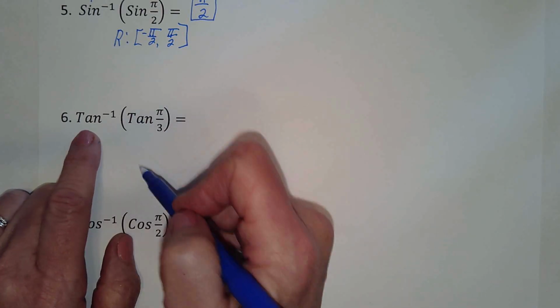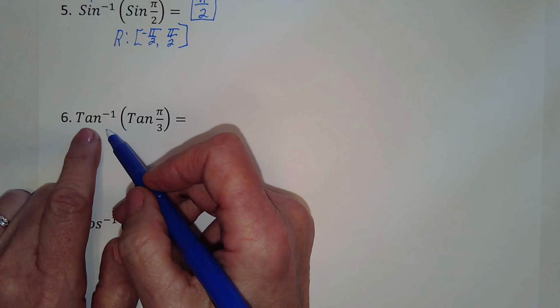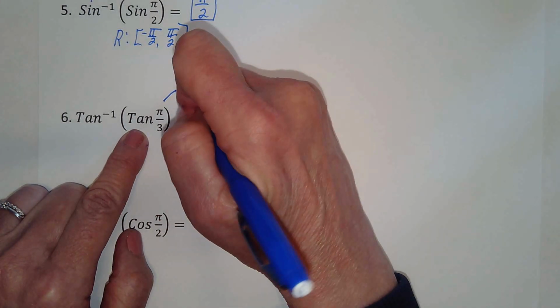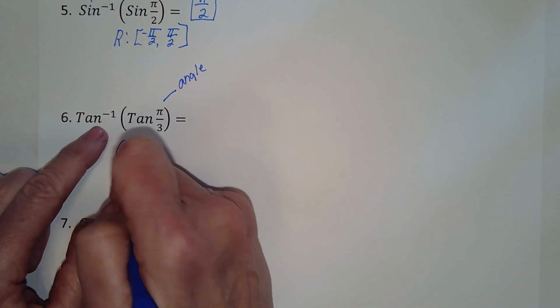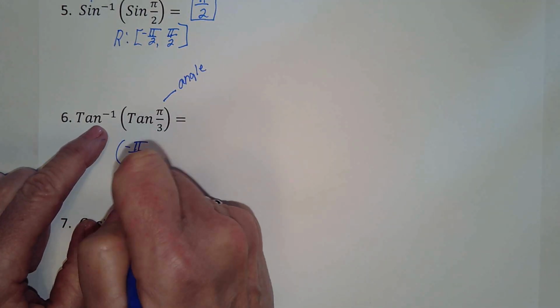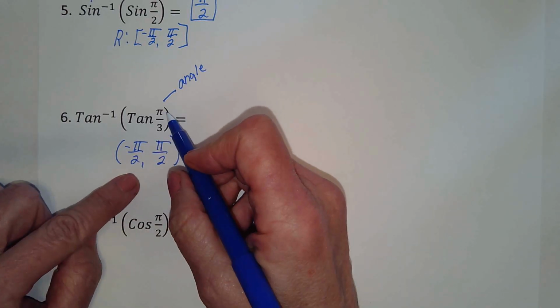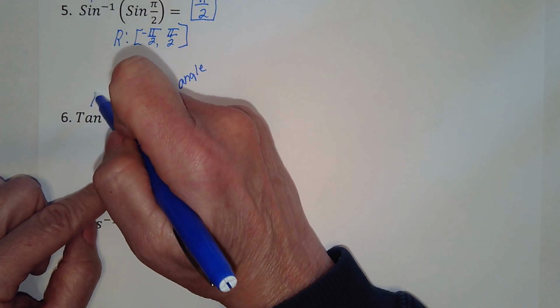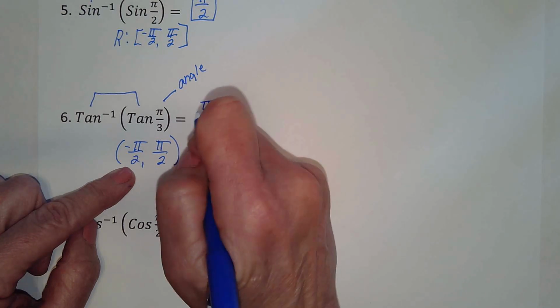Next, we have tan inverse of tan π/3. My outer function is my inverse function. Here I have tan π/3. This is my angle, and I know it must fall between -π/2 and π/2. π/3 does fall within that restriction. Therefore, tan inverse and tan undo each other, and I'm left with π/3.